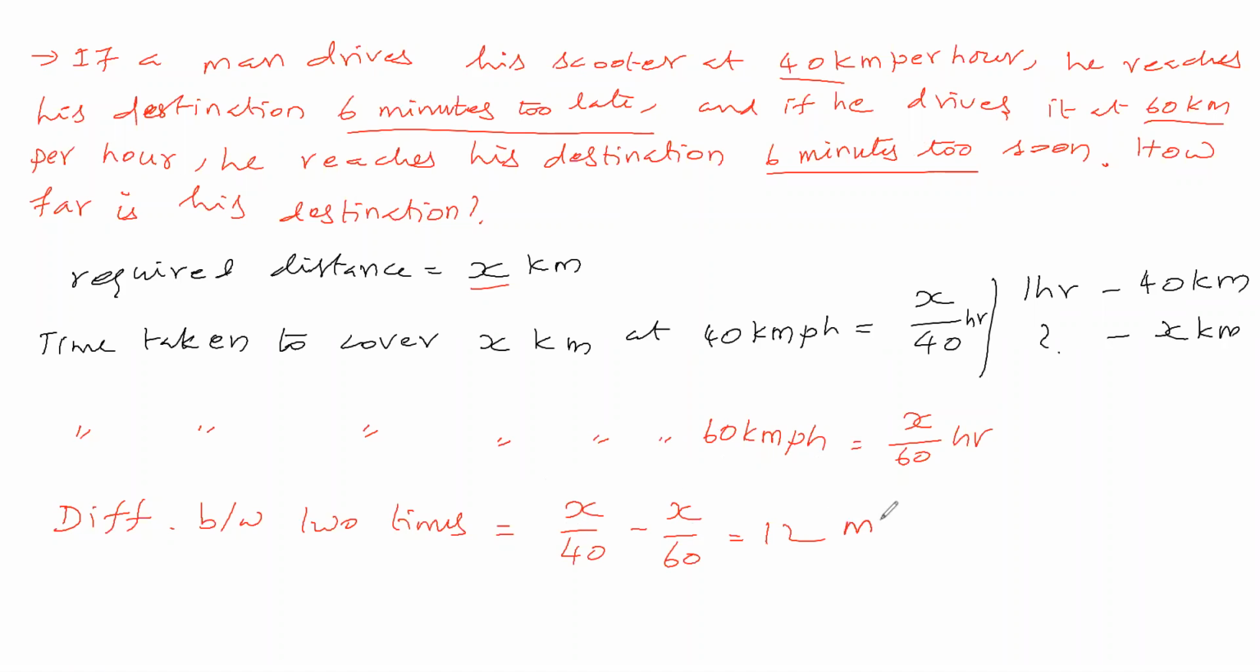This is in minutes, it has to be in hours. So we got that difference. Therefore, x by 40 minus x by 60 is equal to 12 by 60. We converted this also into hours. Now, from this we can get x. X is equal to 24. That 24 is the required distance. Required distance is 24.